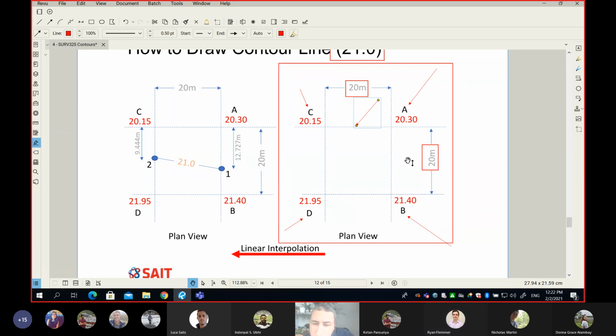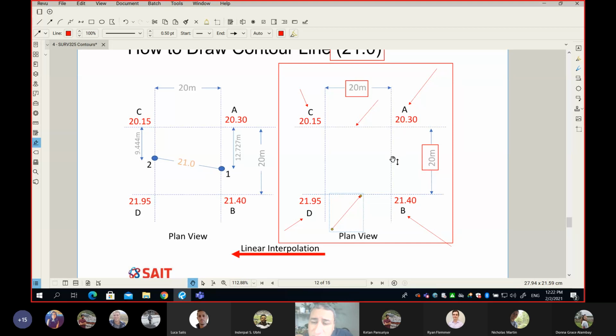That's correct. So there is no point here along this side that has elevation 21. Let's do it one more time. Do we have a point here anywhere between B and C that has elevation 21? No. Okay, so now let's do the exercise a third time.